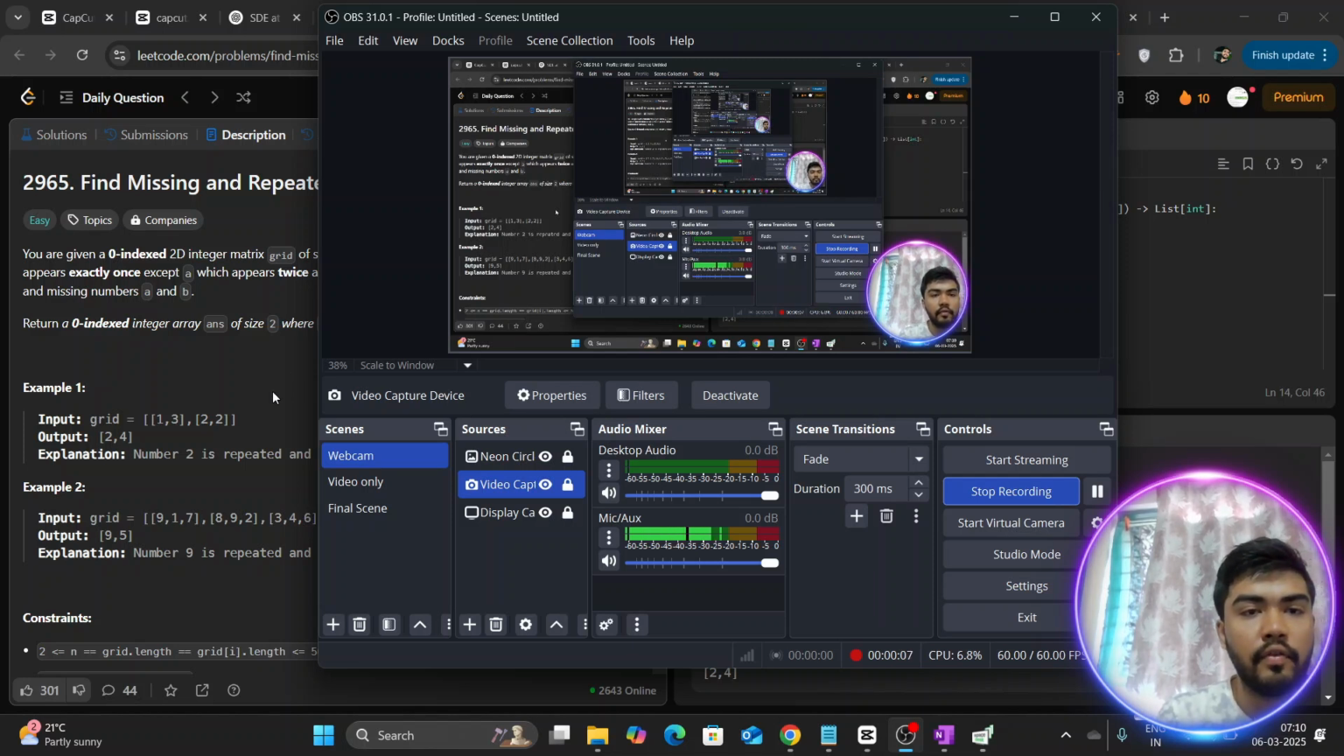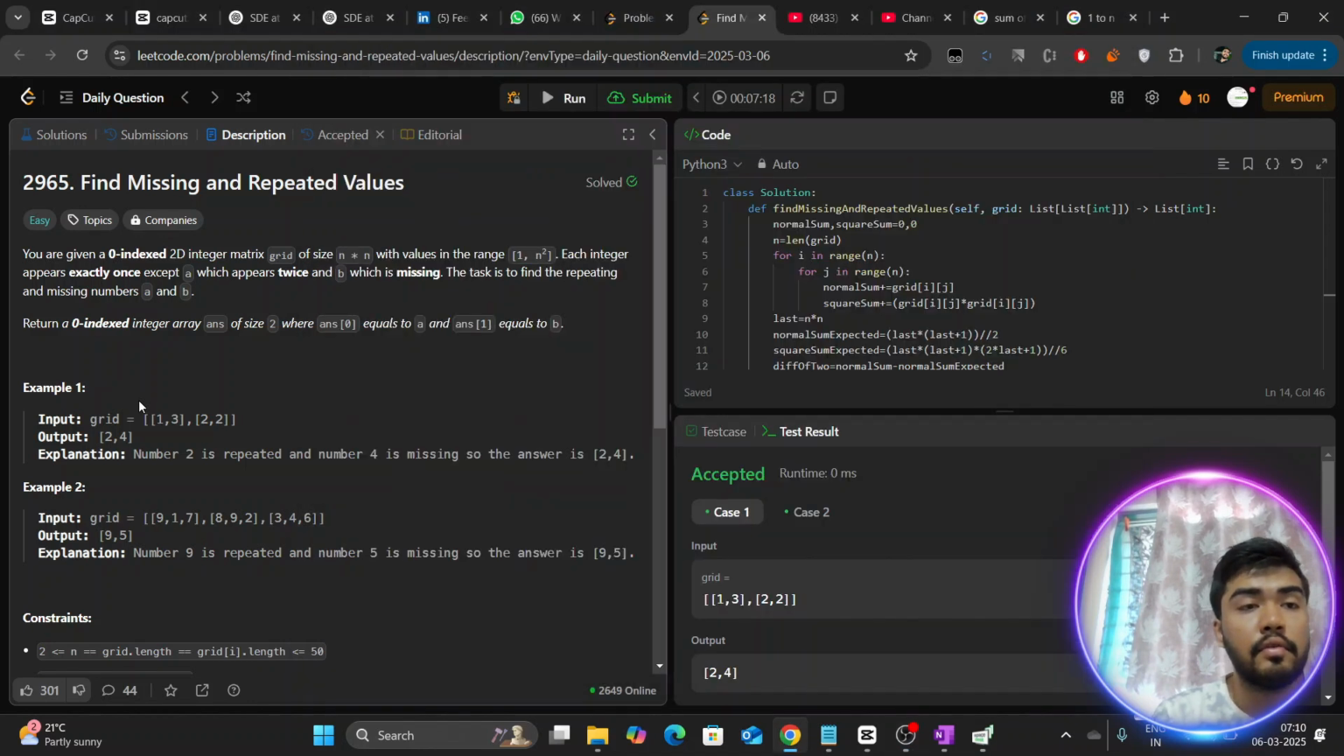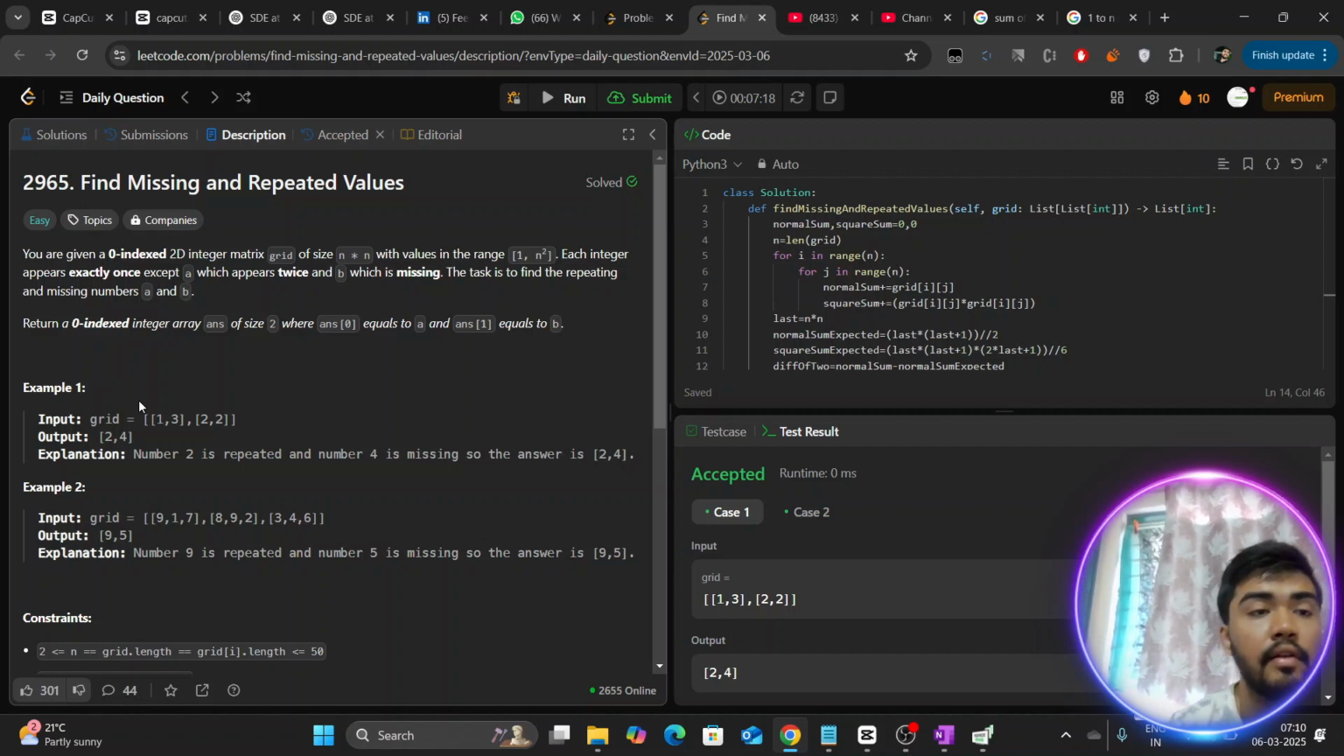Today we will solve another beautiful question of today's agenda, that is find missing and repeated values, LeetCode 2965. In this question we are given a zero-indexed 2D integer matrix grid of size n cross n. So that is a square matrix, holding the values of 1 to n square.